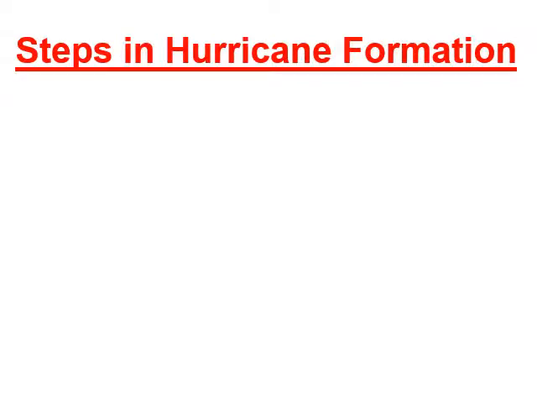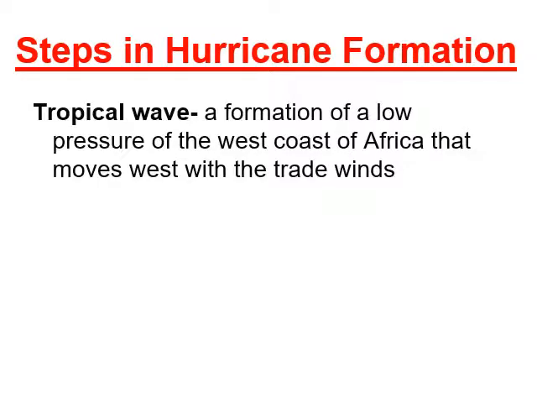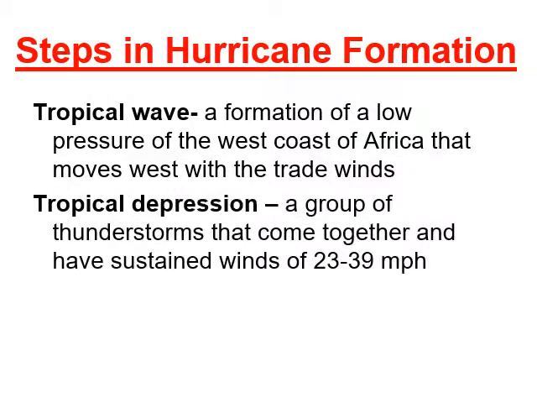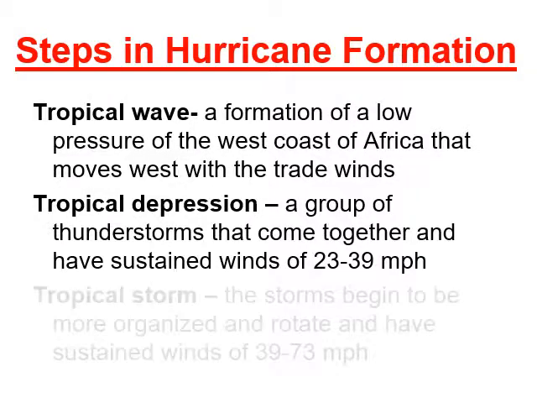Now, hurricanes always form the same way. The first thing that has to happen is you have what's called a tropical wave. This is just a low pressure off the west coast of Africa, and it gets blown across the equator from east to west by the trade winds. As it moves across and the water gets warmer, it starts to evaporate more water, clouds start to grow, and you get a group of thunderstorms that come together. They start pulling in more air, and you get winds of 23 to 39 miles an hour. That's what's called a tropical depression.